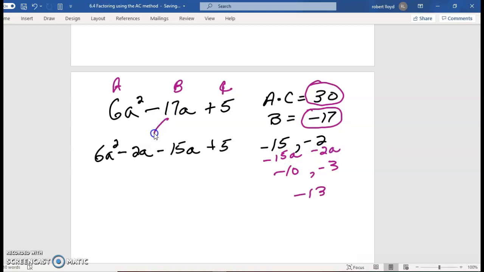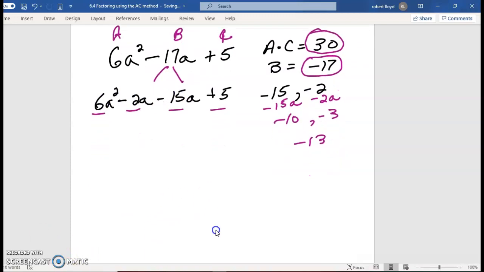So we're going to substitute those two for our middle term. And we want to put the 2 with the 6 and the negative 15 with the 5, because 5 is a multiple of 15 and the 2 is a multiple of 6. So then we factor that.